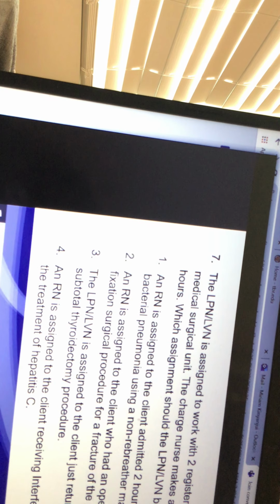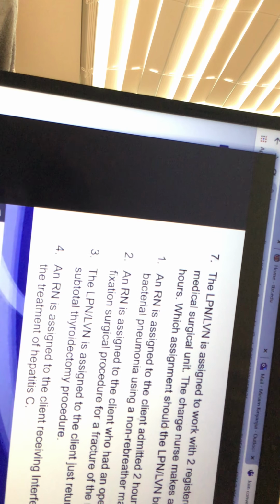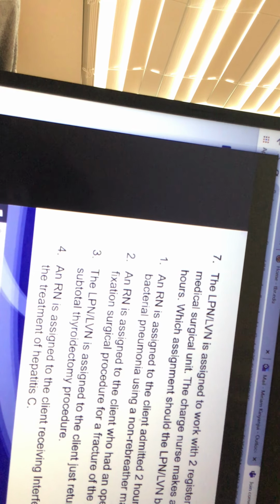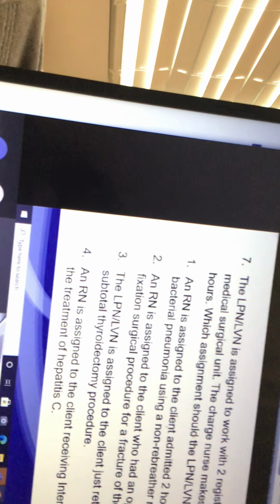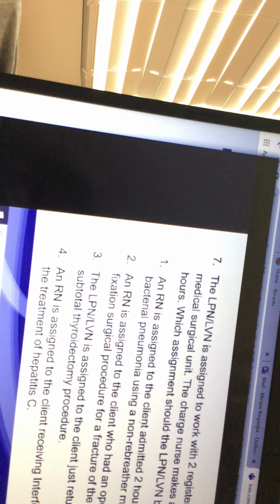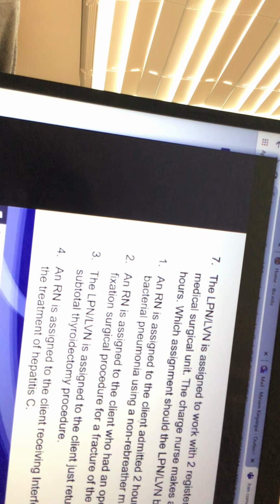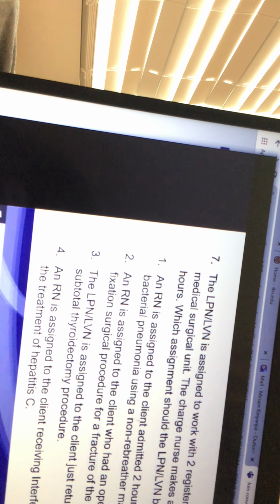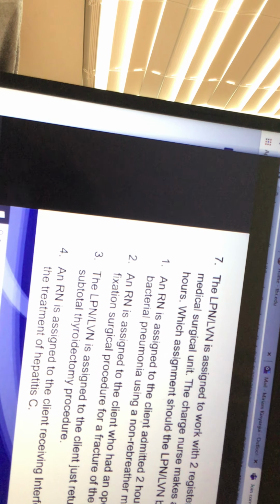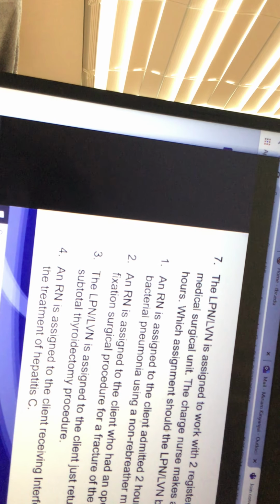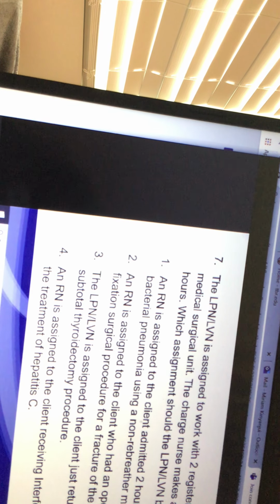All right, last one, is 4 wrong? An RN is assigned to the client receiving interferon alfacon-1, or Infergen, for the treatment of hepatitis C. Anything wrong with number 4?